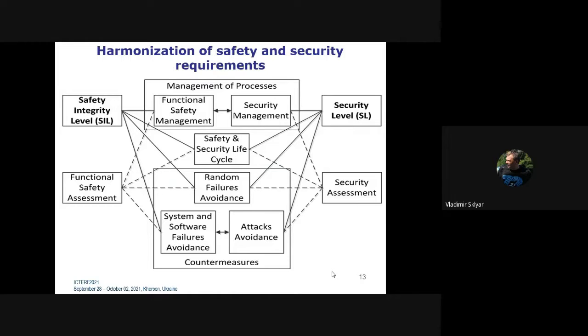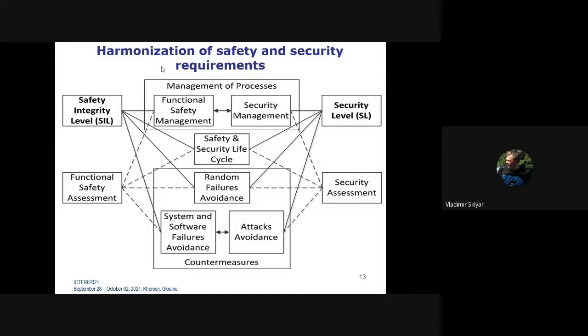Requirements to the systems are specified in some classes, and they come from the requirements of safety and security standards. In safety standards, safety integrity levels are specified, and in security standards, we have security levels. And some requirements from safety and security standards are pretty close to each other, so we need to consider them as one big set of safety and security requirements.